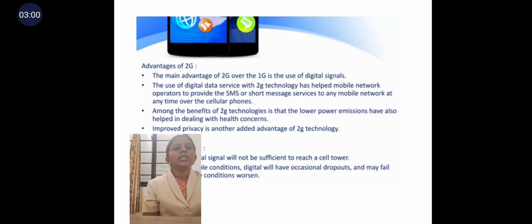The main advantages of 2G are that we can use digital signals, so we have the facility to send short message services, which are applicable only in second generation. It also has low power emissions, which deals with health concerns, and improved privacy is another advantage of 2G technologies. The disadvantages are that the signal may not be sufficient to reach the cell tower, and if any signal is dropped, the total network will fail under those conditions.